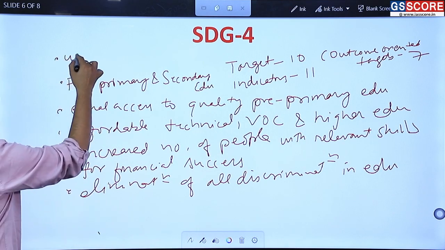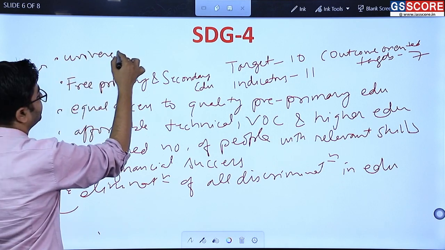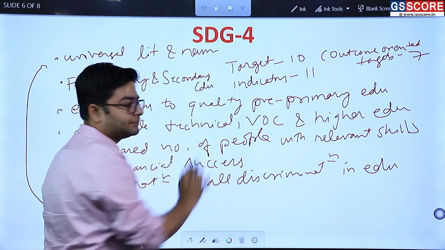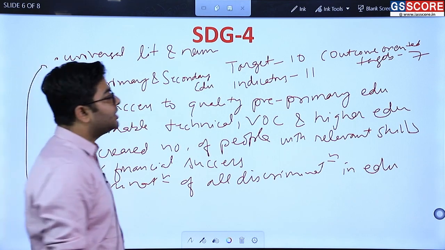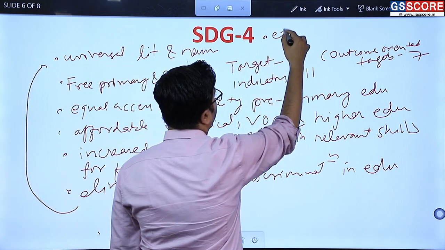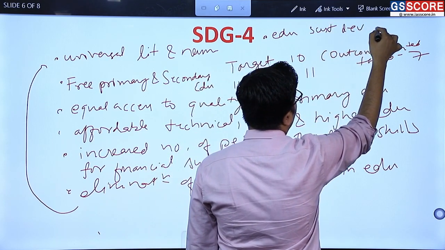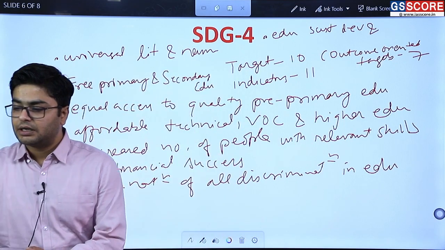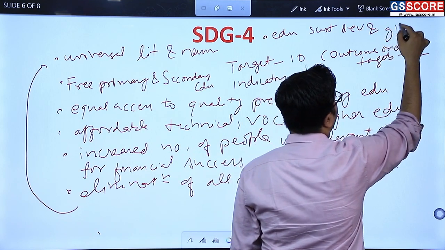Universal literacy and numeracy. Okay. Education for sustainable development and global citizenship.